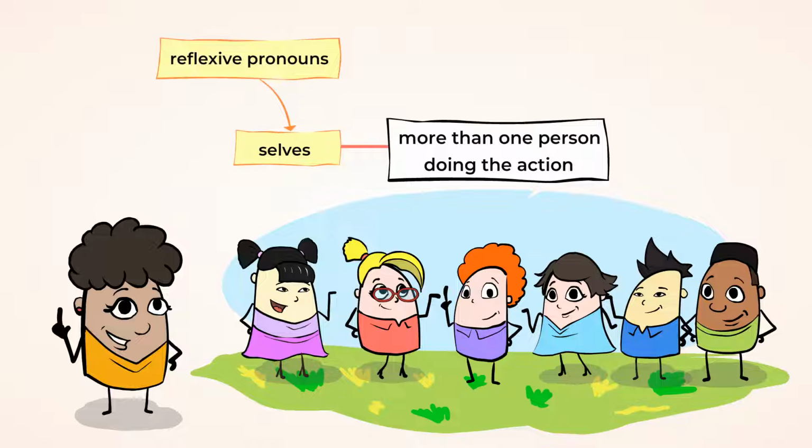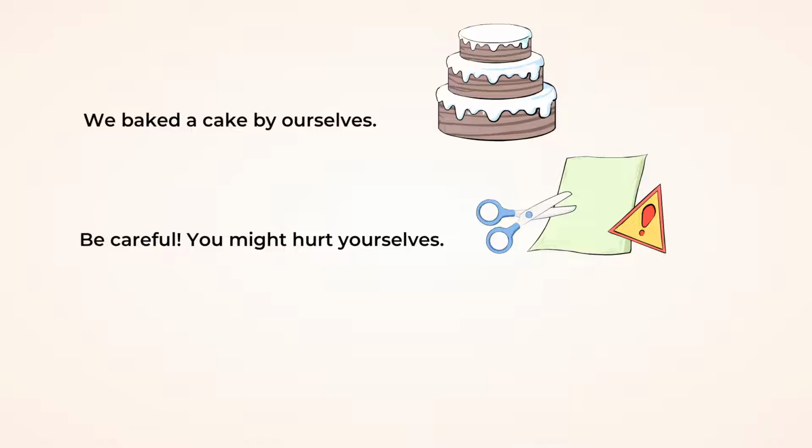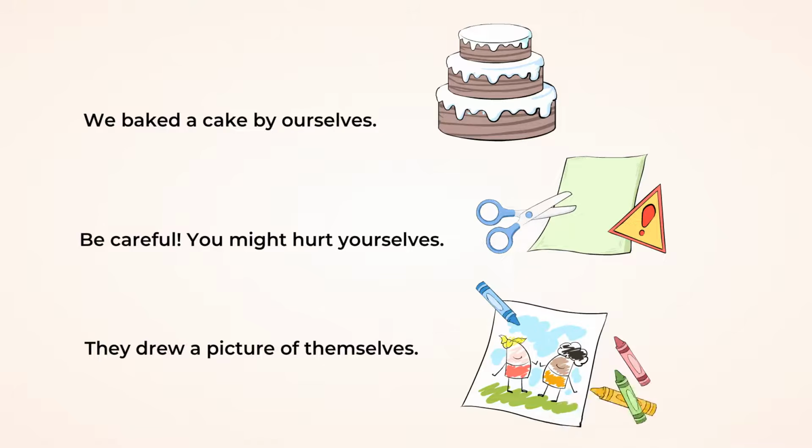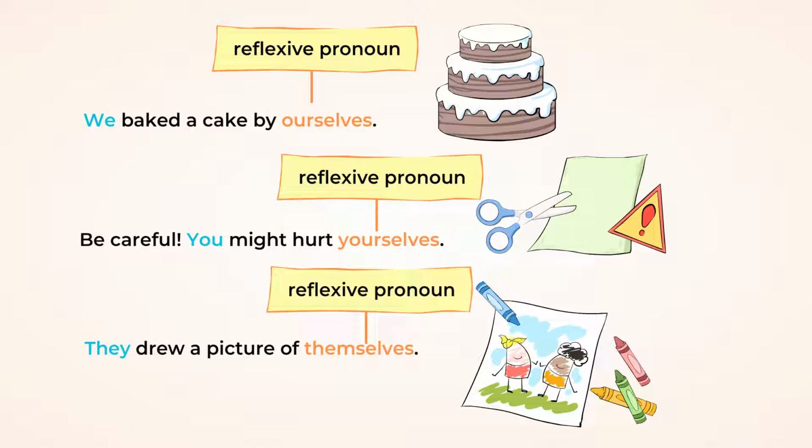that ends with selves instead of self. We baked a cake by ourselves. Be careful, you might hurt yourselves. They drew a picture of themselves. We is followed by ourselves. You is followed by yourselves when there's more than one person. They is followed by themselves.